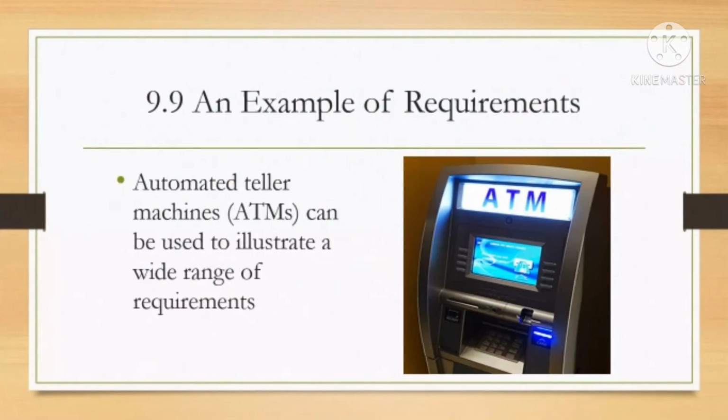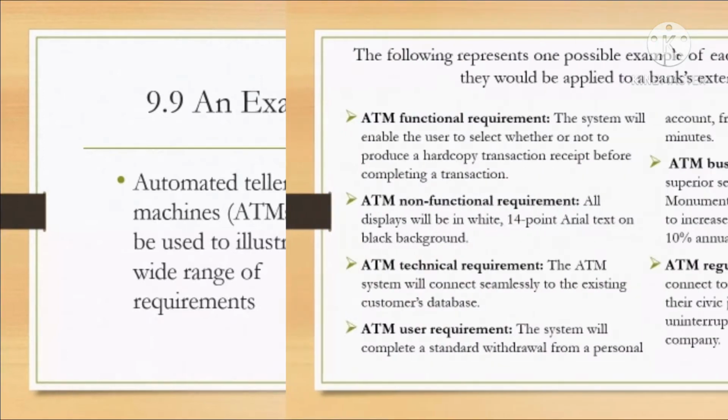9.9 An example of requirements. Automated teller machines or ATMs can be used to illustrate a wide range of requirements. Wide range siya kasi marami siyang needed na requirements. Like, what are some of the physical features of these machines? And what kinds of functions do they perform for the bank's customers? Why did banks put this system in place? And what are the high-level business requirements?